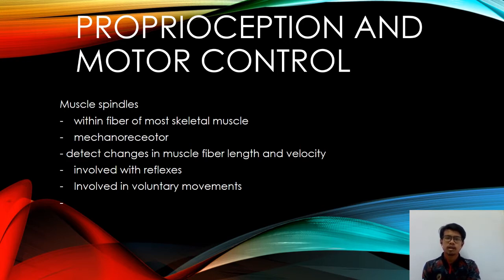Spindles lie in parallel with extrafusal muscle fiber and are attached directly to muscle tissue. These are type Ia neurons which conduct nerve impulses very rapidly. Muscle spindles are the most important source of proprioceptive information about the limb movement characteristics of the position, direction and velocity as well as sense of effort.